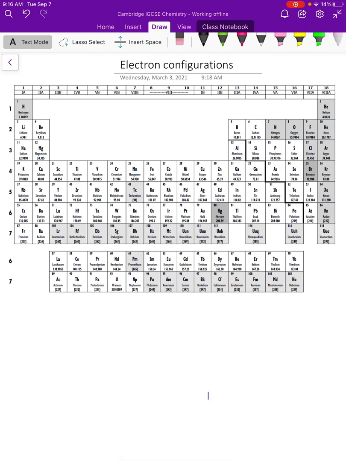Okay, this recording is going to take you through electron configurations and how to create electron configurations. So the first thing I'm going to show you is how to write the grid that will help you write them in the correct order, by lowest energy to highest energy.